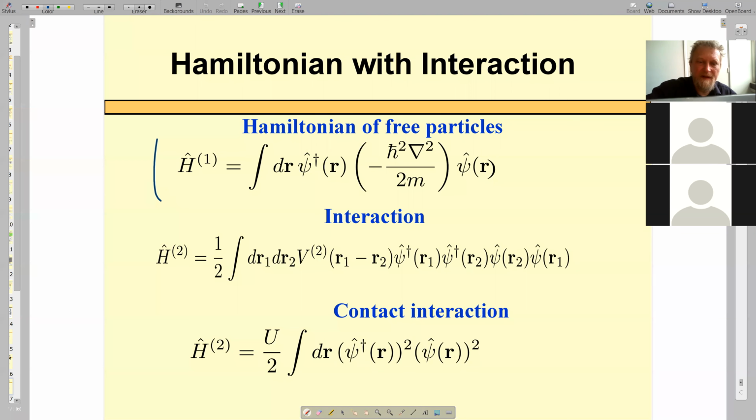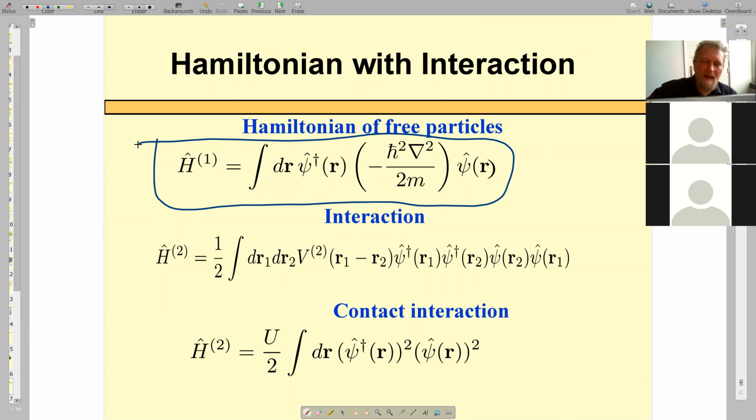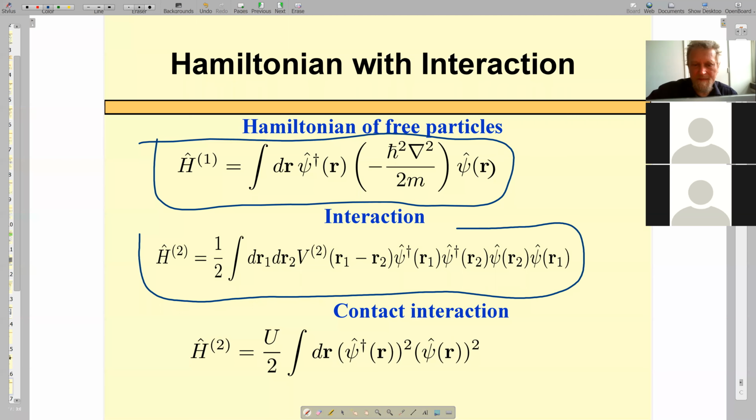We have the Hamiltonian of free particles in terms of field operators. Here we are. And we have interaction. So these are all expressions I've been using all the time, but now, for a change, I wrote them using field operators. One can say they are creation and annihilation operators which depend on coordinates.